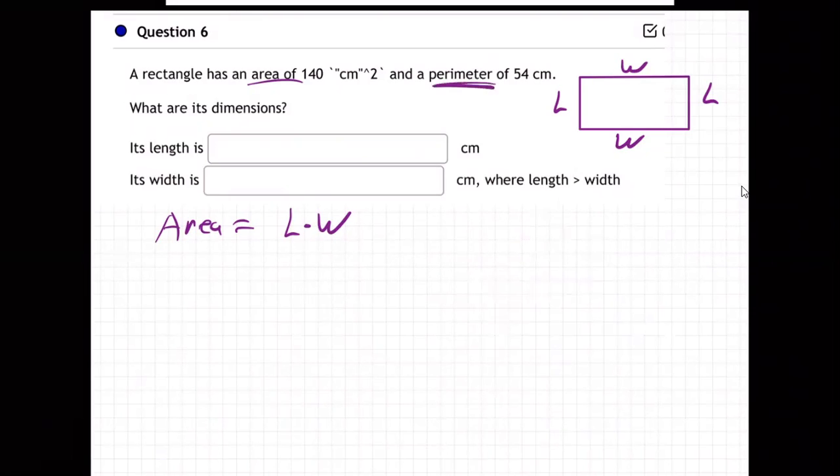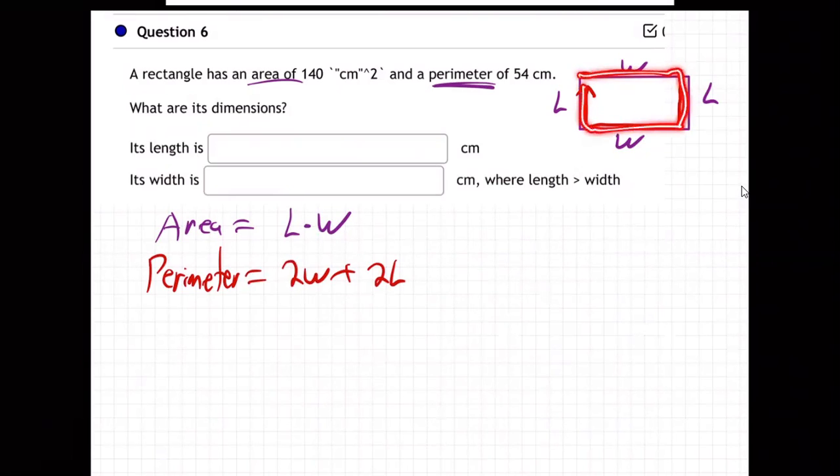Okay. And then they're saying its perimeter. What's perimeter mean? Well, that's how far around the outside. So if you start here, you go width, length, width, length. So perimeter equals 2 widths plus 2 lengths. It's all 4 sides added up. It's like if you wanted to walk all the way around a rectangular fenced area, you'd have to cover the width twice and the length twice.